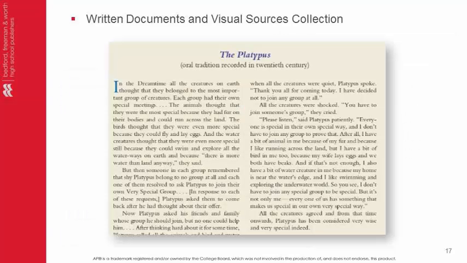Written documents and visual sources collections in each chapter emphasize the theme or concept from the chapter. Introductory essays, headnotes, and comparative questions in the documents and visual sources sections help students understand how the written documents and visual sources relate to each other and to the chapter narrative.